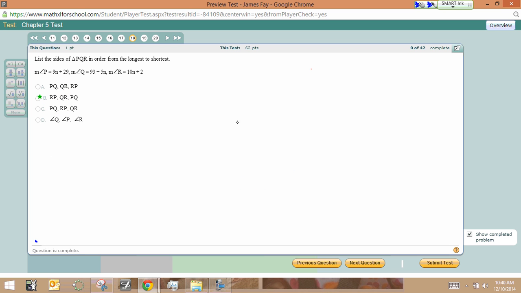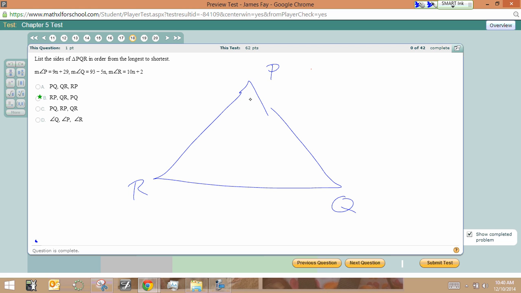In order to do this correctly, you need a picture. We're talking about P, Q, and R. We know that those three angles are 9n plus 29, 10n plus 2, and 93 minus 5n. The thing that we know about those three angles is that they should add up to 180. So we get 9n plus 29 plus 10n plus 2 plus 93 minus 5n should equal 180.